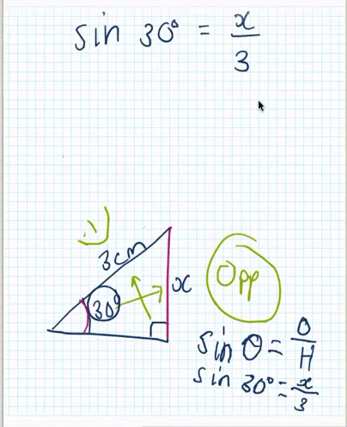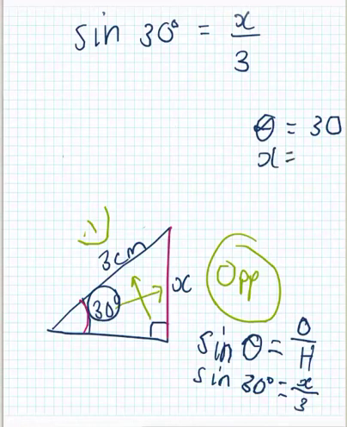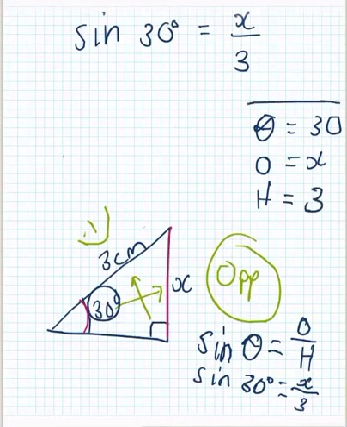Now, if you wanted to, you could do this with the formula. You could have said the angle, theta, is 30. You have x is opposite. We'll do it this way. O for opposite was x, and the hypotenuse h was 3. If it helps you to label it this way and then put it in, you can. So now we know sine 30 is 0.5.